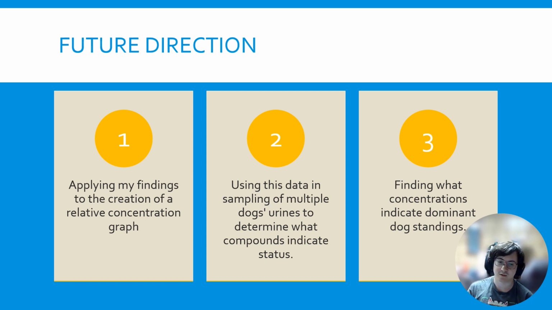Using this sampling data, we could study the dominance of dogs, being able to tell what compounds and what ratios of compounds indicate dominance. Seeing what compounds are present in dog urine would be very helpful for understanding how they communicate, and what health effects can have on dogs. We might also be able to see precursors of what stuff is detected, and what compounds are indicating what.